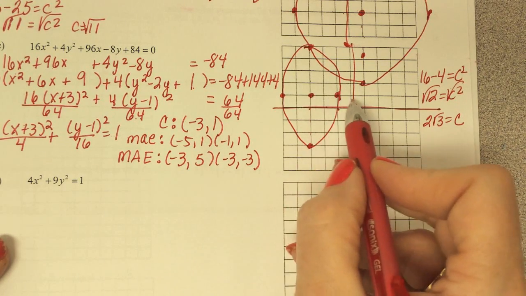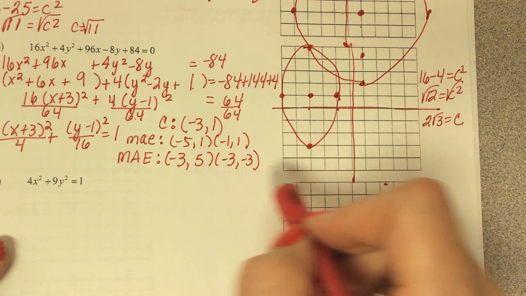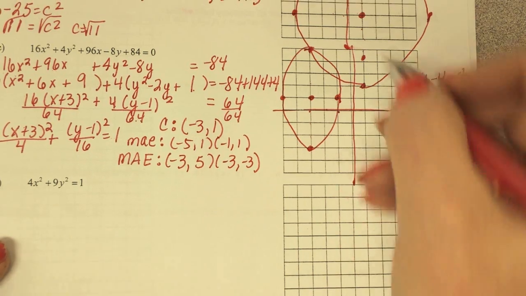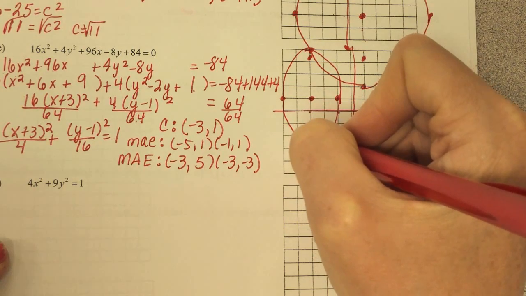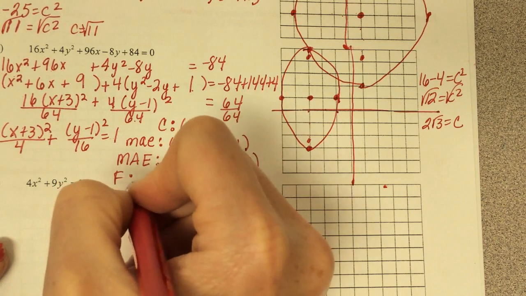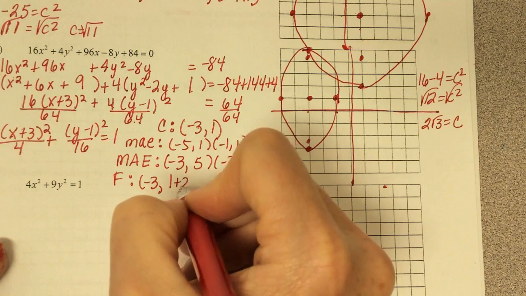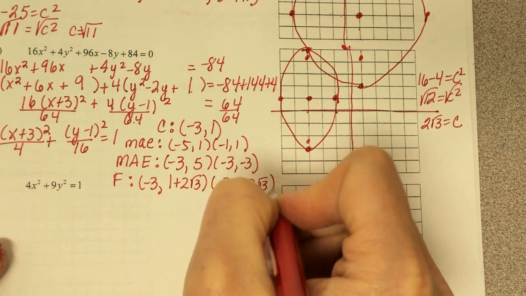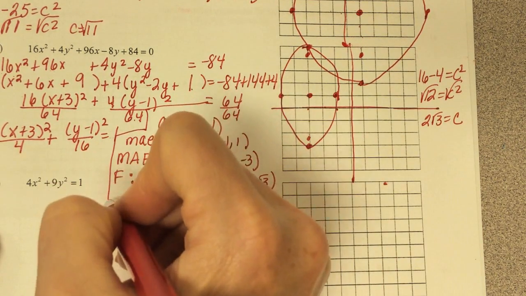Am I going to go out 2 radical 3 in the x direction or the y direction, Evan? Y direction. And square root of 12 is about 3.5. So I'm going to go up 3.5, and I'm going to go down 3.5. There's my foci. I had to do that in the y direction, so my x doesn't change, but from that y, I had to go up 2 radical 3, and from that y, I had to go down 2 radical 3. And there's all the important information.